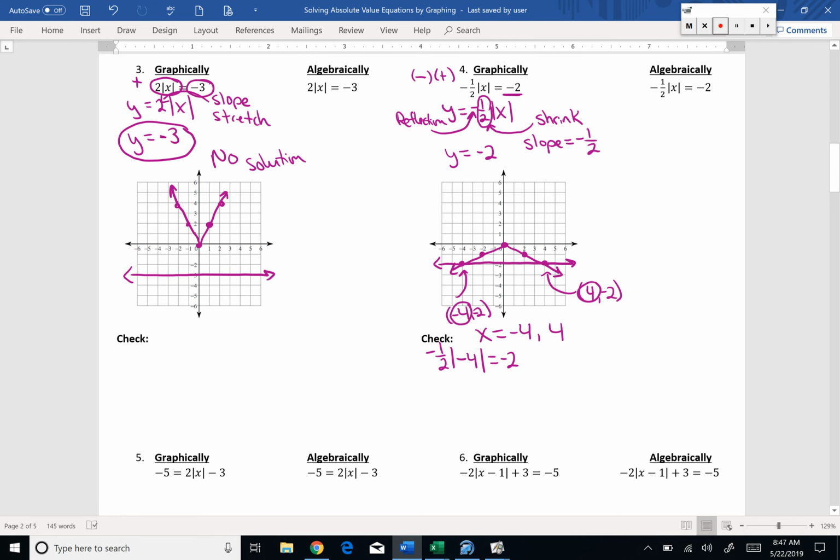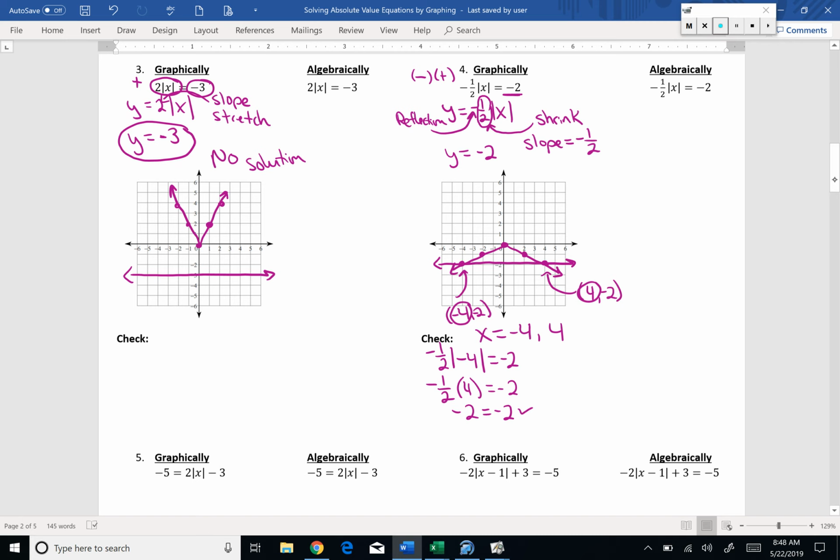Be very careful. Absolute value bars are not parentheses. I can't distribute that negative 1/2 to that 4, no matter how much I want to. I have to do absolute value first. Absolute value of negative 4 is 4. Negative 1/2 times 4 is negative 2. Now, once you get to this part, if you need to do negative 1/2 times 4 in the calculator, hey, that's totally fine.